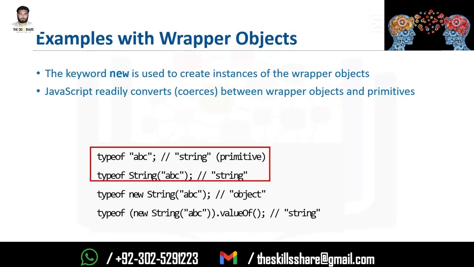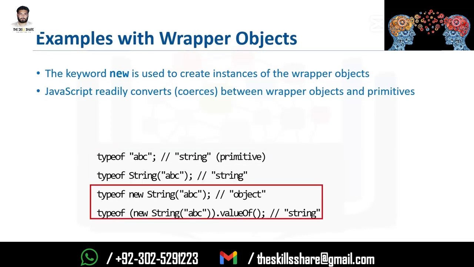Notice how strings created without the new keyword have a type of string. The keyword new is used to create the string wrapper object. This object can be converted to a primitive string type by calling the valueOf function on the object wrapper class.